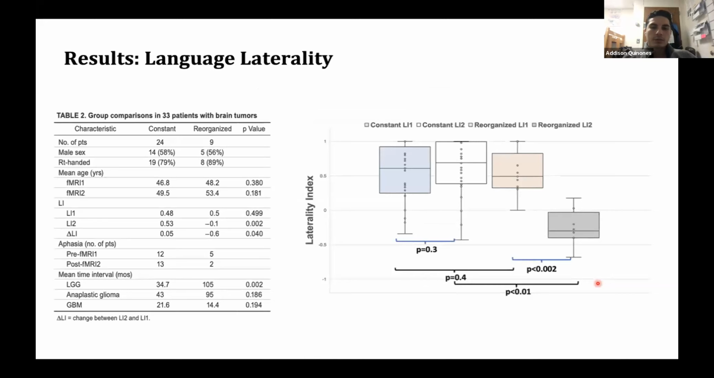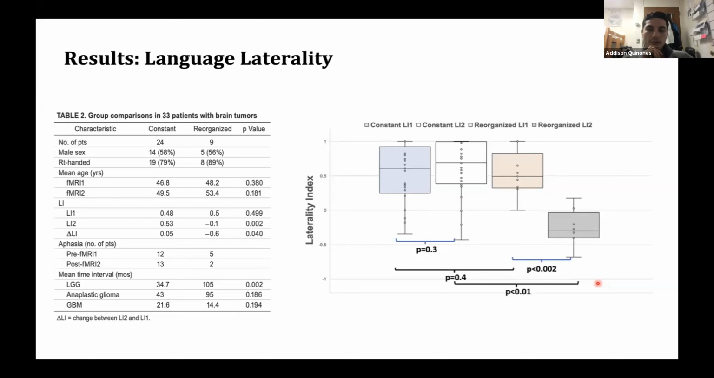Looking at the laterality results, we were able to stratify patients into two groups based on changes in their laterality index from fMRI1 to fMRI2. The constant group consisted of subjects whose laterality index did not change dominance in between the time interval. So at both scans, they were left dominant, or they were codominant, or they were right dominant. The reorganized group consisted of patients who began as either left dominant or right dominant at the first scan, and then this dominance shifted at the second scan. So they started out as left, then switched to codominant or right, or they started out as right and switched to codominant or left.